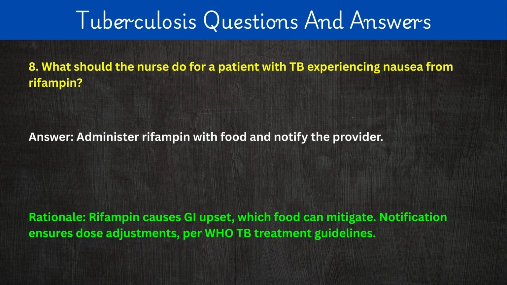8. What should the nurse do for a patient with TB experiencing nausea from rifampin? Answer. Administer rifampin with food and notify the provider. Rationale. Rifampin causes GI upset, which food can mitigate. Notification ensures dose adjustments, per WHO TB treatment guidelines.